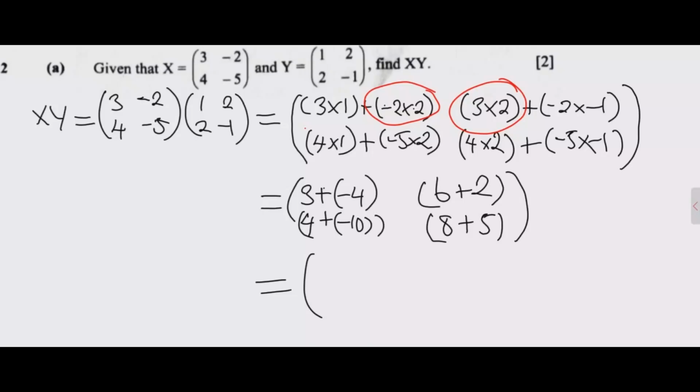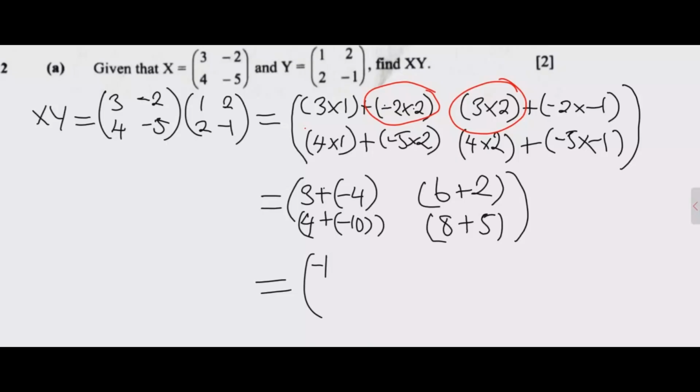So 3 plus -4. Now we know that the signs are different. That means we're going to take the sign of the bigger number. So which number is bigger between 3 and 4? We know that 4 is bigger and 4 is negative, so we're going to put a negative. 4 minus 3 will give us 1. Then we have -1 there.